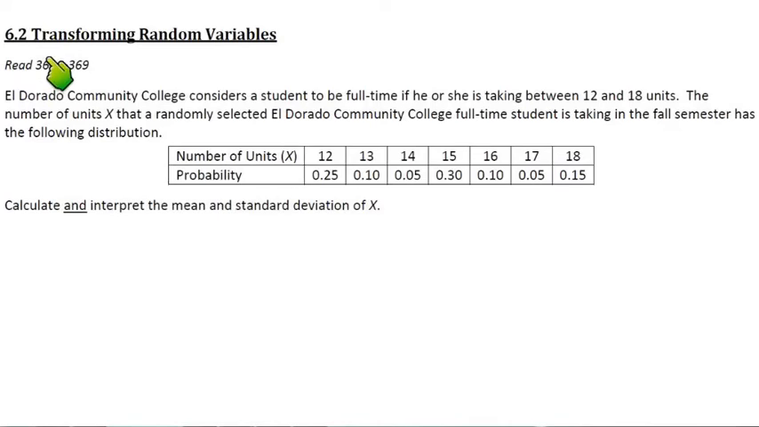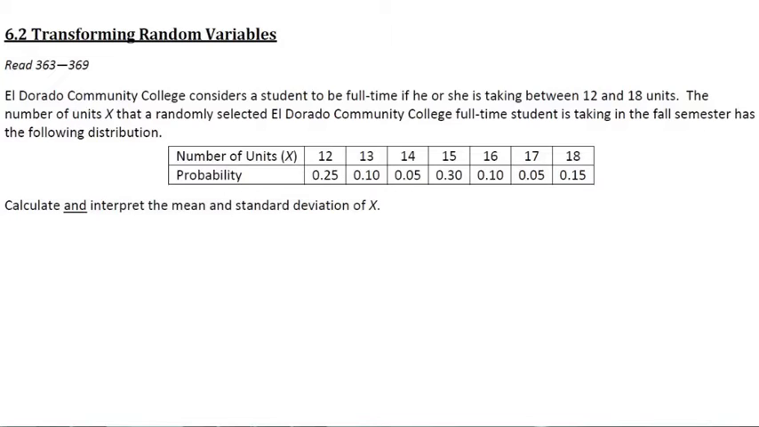For 6.2, we're going to start off by talking about transforming random variables. El Dorado Community College, which is the community college by where the author lives in Arizona, considers a student to be full-time if he or she is taking between 12 and 18 units, which is like credit hours. The number of units X that a randomly selected El Dorado Community College full-time student is taking in the fall semester has the following distribution, and we can see that here.